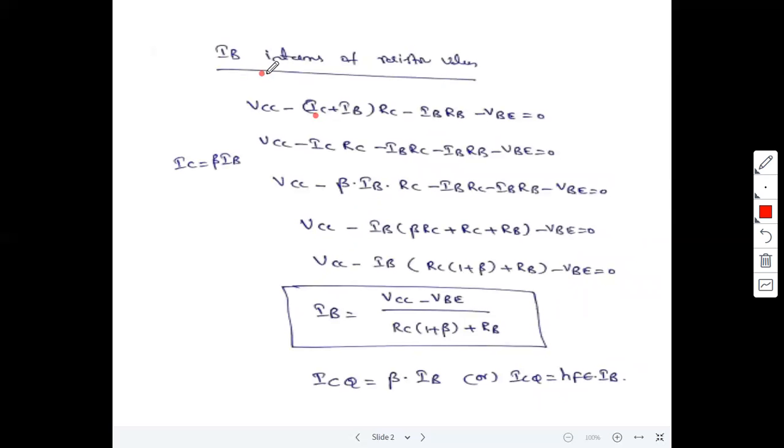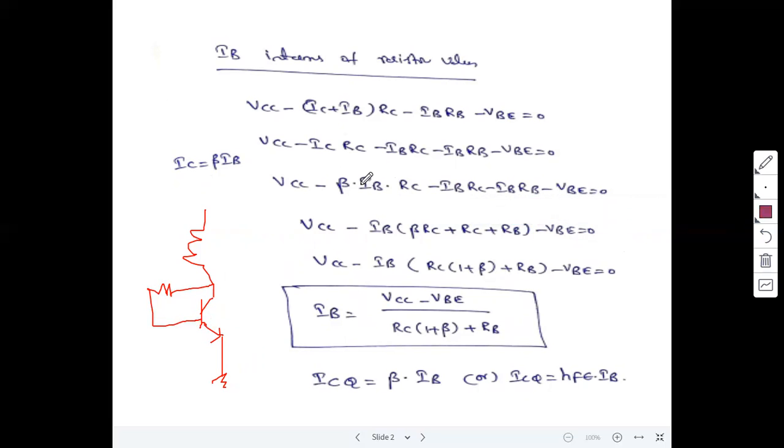Now, the first one: IB in terms of resistor values. What is the circuit diagram here? This is common to both. The emitter is connected to ground. There is one feedback resistor, RF or RB, and that is given here.